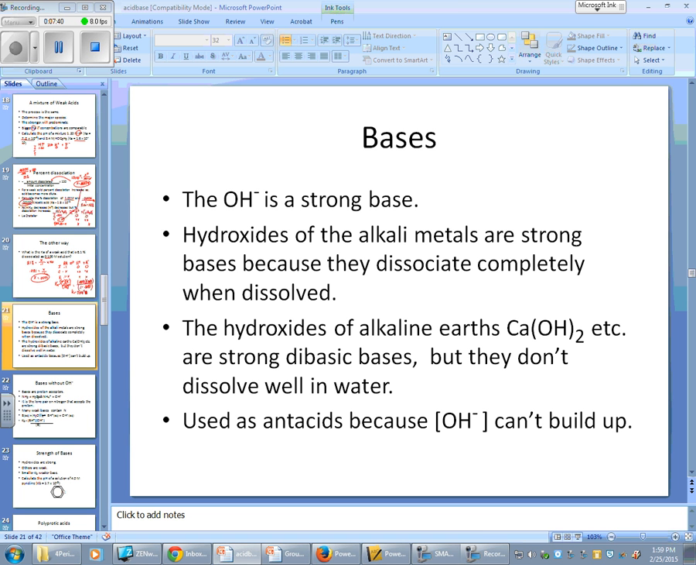Bases are done a lot like acids, just a little bit of a trick, especially if you're trying to find the pH, because you have to go through pOH. Hydroxide's a strong base. Alkali metals are strong bases because they dissociate completely. Alkaline earth metals like calcium hydroxide are strong bases, but they don't dissolve well in water. So often they are used as antacids because you won't get too much hydroxide in your system, which can cause the pH of your blood to be lowered or increased, and once it gets outside of its range, you end up with major organ failure, so we don't want that to happen. So that's why they use the ones that don't dissolve well in water.